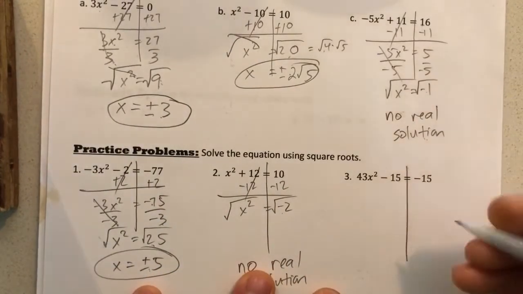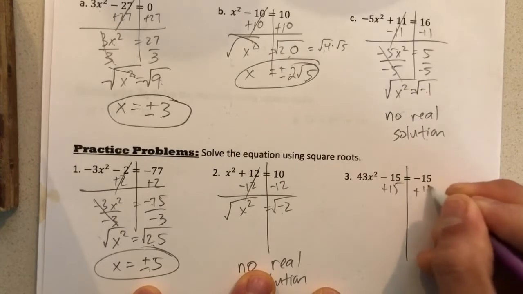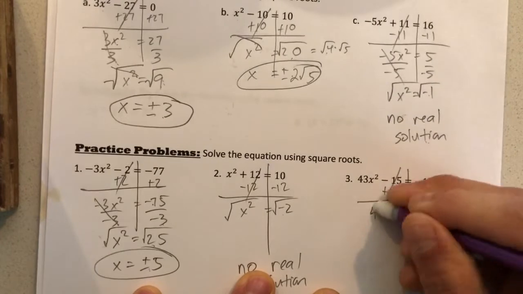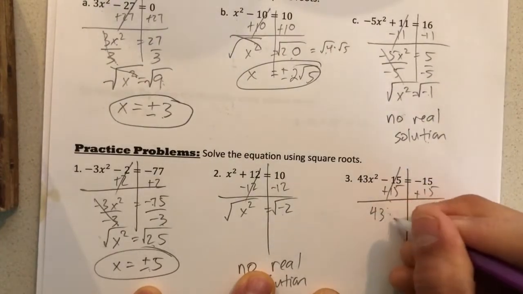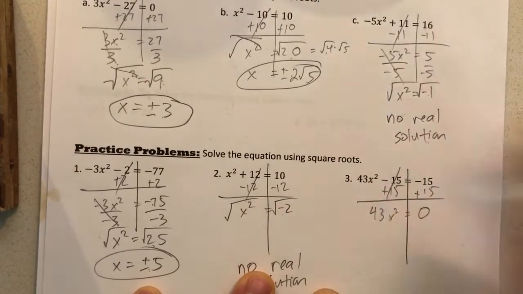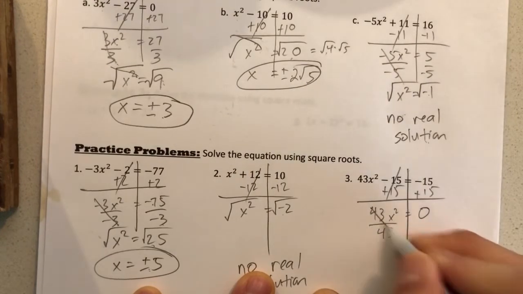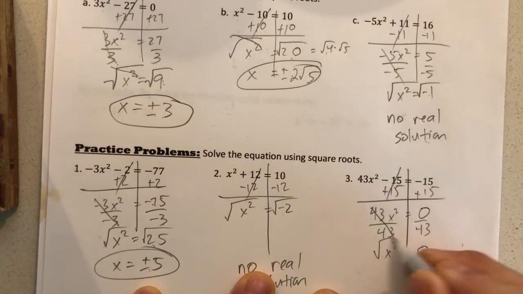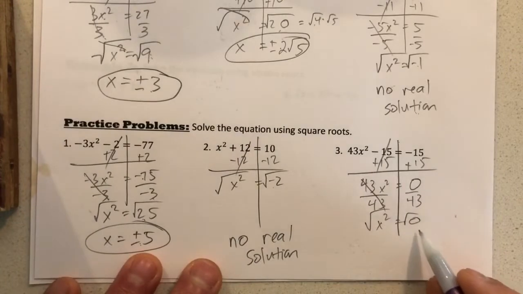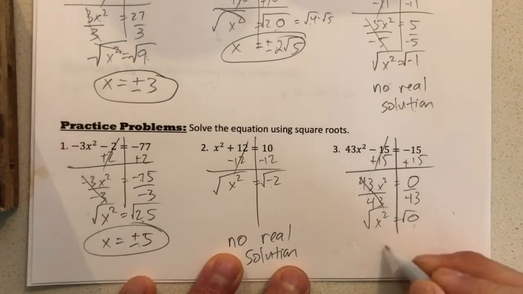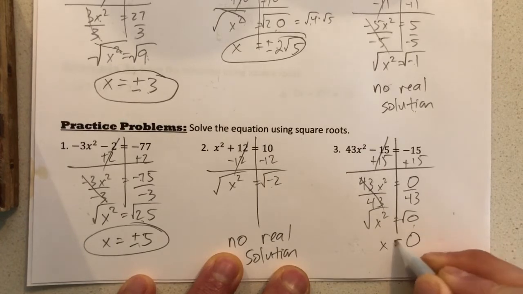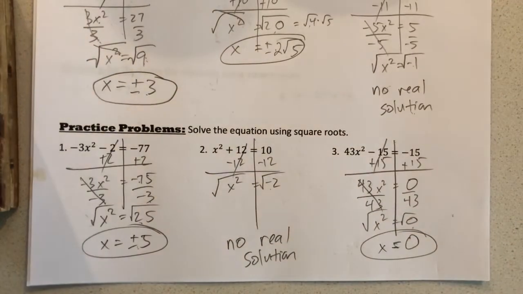And the last one, something funny happens also. You get 43x squared equals 0. When we divide by 43, 0 divided by 43 is still 0. Now you got to think, when you do your square root, what is the square root of 0? Well, since 0 times 0 is 0, the square root of 0 is 0. And we don't need to write plus or minus on this one because positive and negative 0 is the same thing. So it's just 0.